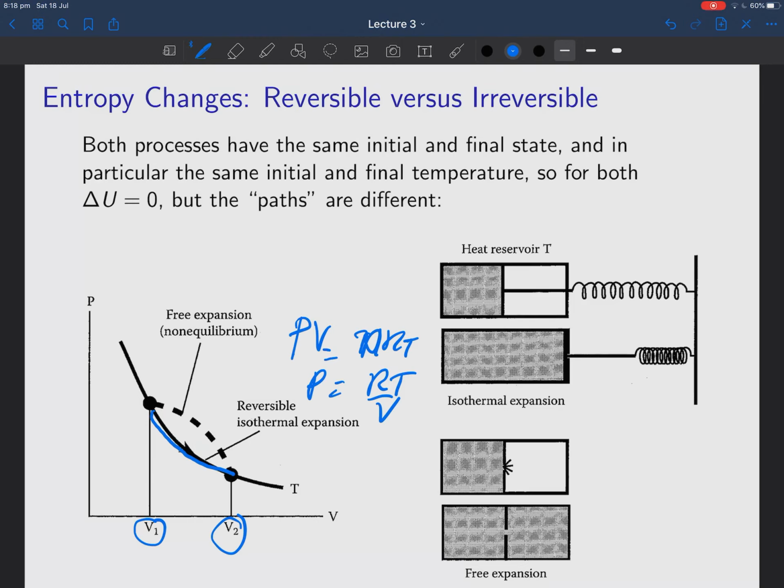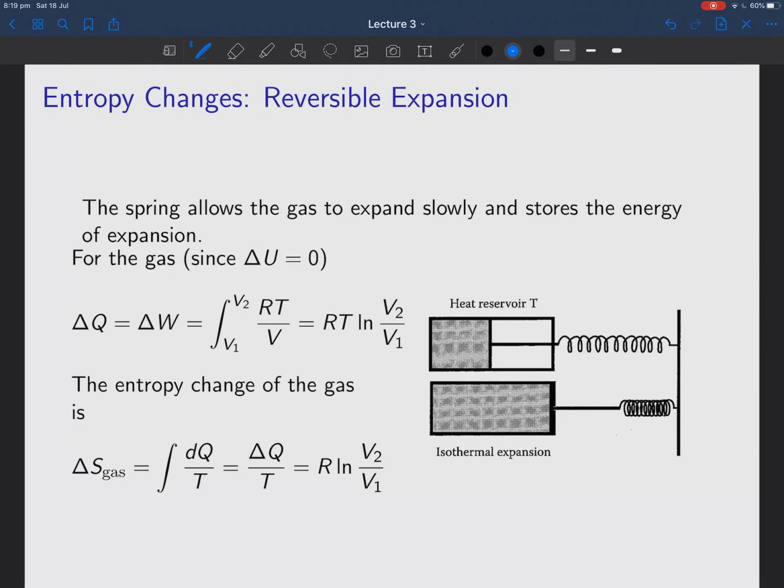Now, both processes have the same initial and final state and the initial and final temperature, and in this particular case, because the temperature is the same, dU is equal to 0. Because remember, for an ideal gas, U is the number of moles times CV times T. However, the two processes are different, and we're going to do the reversible process first. So I'm going to follow this one. Okay, so let's do it.